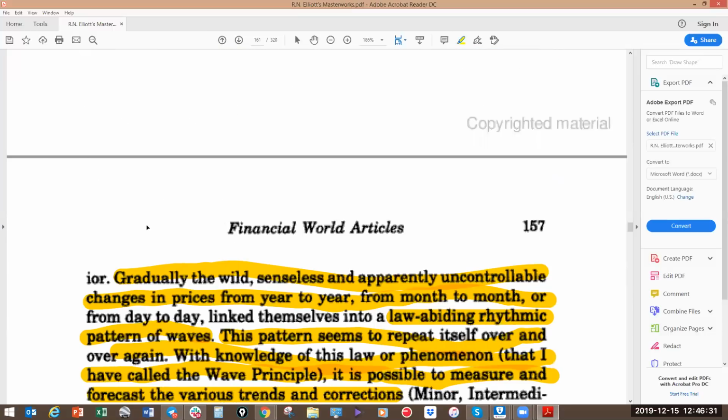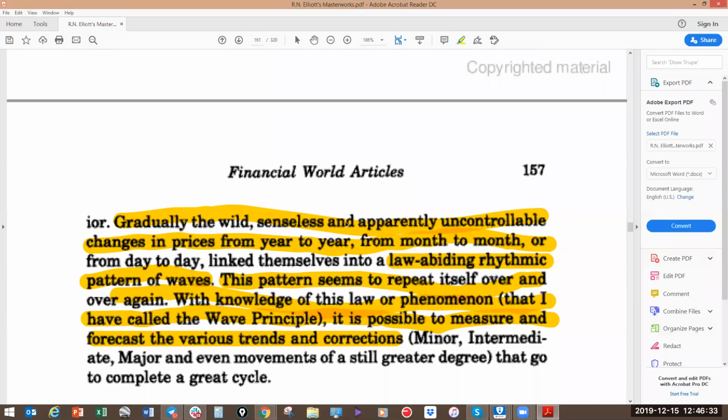So now gradually the wild, senseless, and apparently uncontrollable changes in prices from year to year, month to month, day to day, link themselves to law-abiding rhythmic patterns of waves. So this is powerful, guys. There is nothing that occurs randomly. These patterns, as you can see, can repeat themselves. If they can repeat themselves over and over, that means you can go back in time and study their behavior in order to predict what is going to happen in the future. And that is what the wave principle gives us.